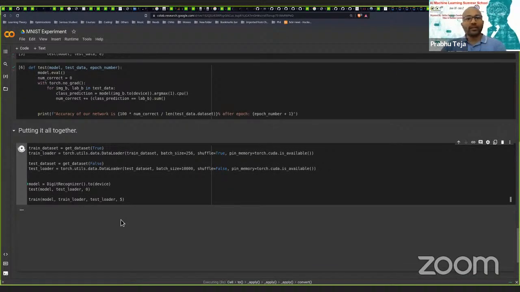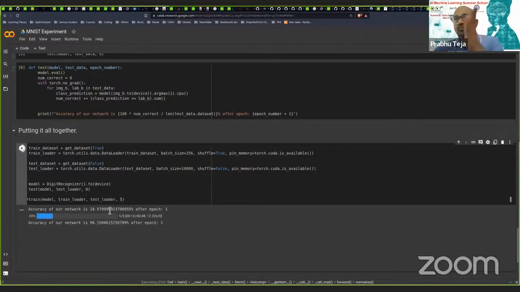So it takes a few seconds. It takes almost a minute. And okay, so the accuracy of our network is about 18.5%. It's not 10%, but it's pretty close to being a random choice. And hopefully we move away from random choice very fast. So you see that even after training after one epoch, that is just one view of the data set, our network is about 98% accurate.